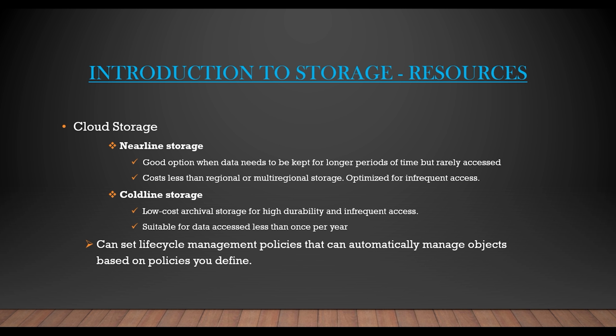Now, let's say you don't want to access the data every month. You only need to access it once or twice a year. In those cases, you can use Coldline storage. Coldline storage has even higher durability and lower cost, and you will not be accessing that data as frequently as the data you store in Nearline storage. Google Cloud now also has Archival storage, which can store data for a longer time, like 10 years and above.